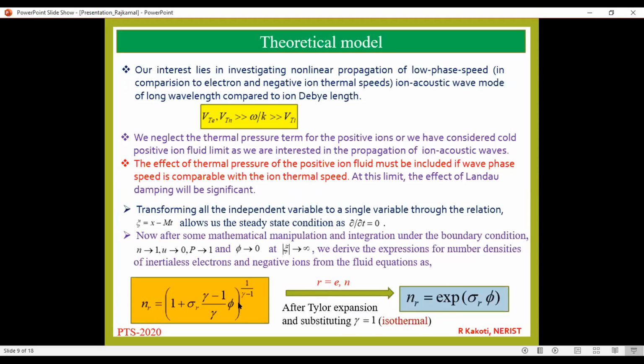And these expressions can be reduced to the Maxwellian isothermal Boltzmannian form at gamma equal to 1. But we cannot put gamma equal to 1 directly in this equation, because then the equation will vanish. First, we have to make the Taylor expansion, then we put gamma equal to 1. And finally, we get the expressions for the Boltzmannian form at gamma equal to 1 in the isothermal limit.